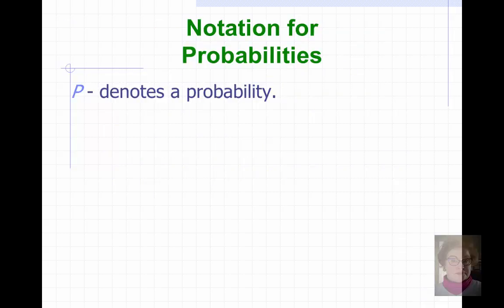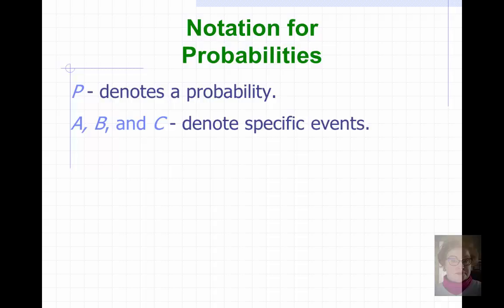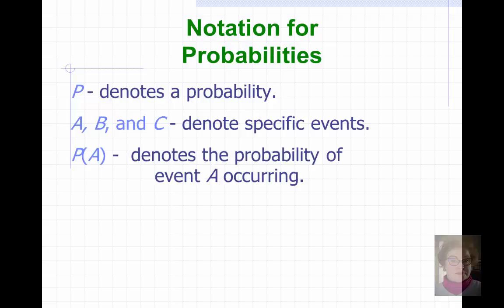Now, notation. A capital P denotes probability. The capital letters from the beginning of the alphabet denote specific events. And when you see P outside the parentheses and another letter inside the parentheses, that's read as the probability of A.